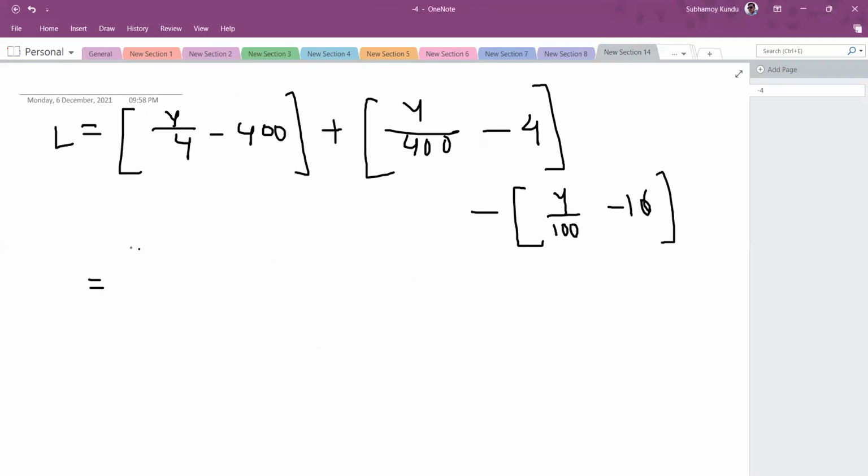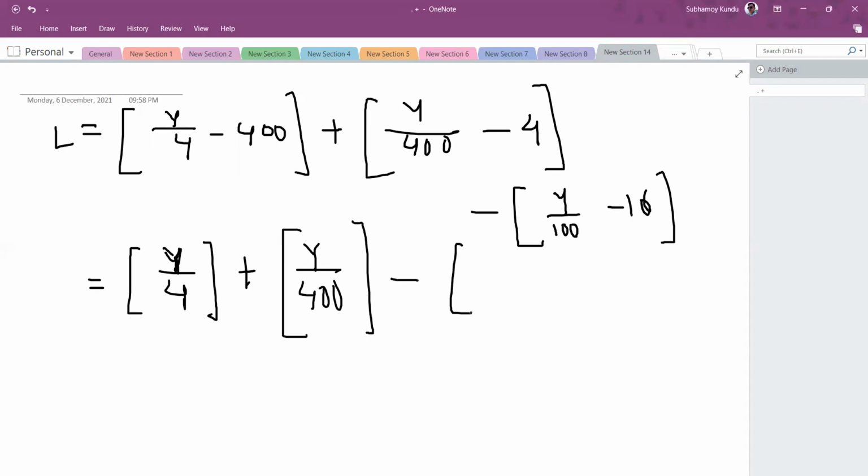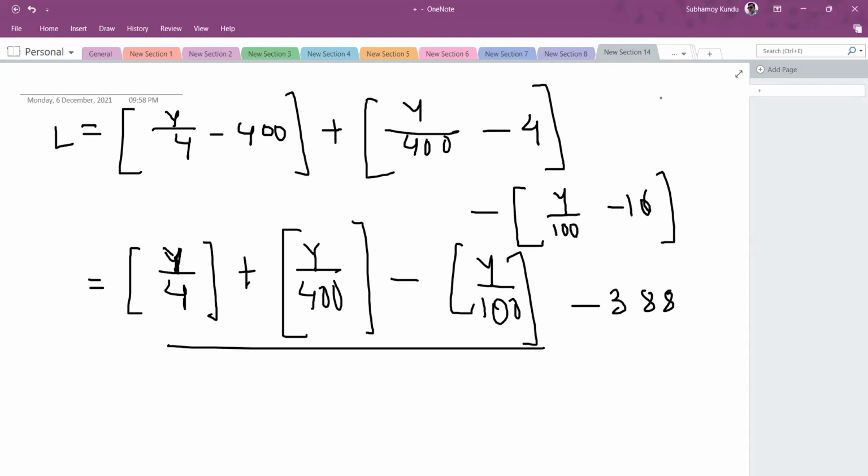Now we know how the floor function works, because floor of a minus a is nothing if a is an integer. In that case, we all know 400 and these are integers, so y by 4 is nothing but y by 4. Then y by 400 minus y by 100 will be remaining. These are the number of leap years we are counting, and it will be left over as minus 388. These are the number of leap years.